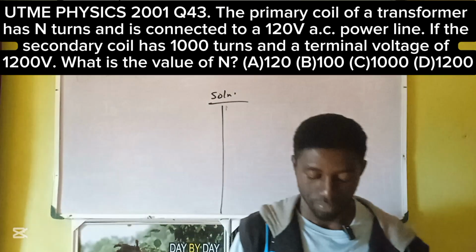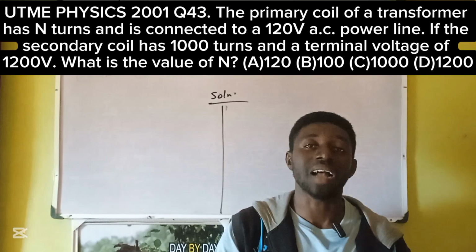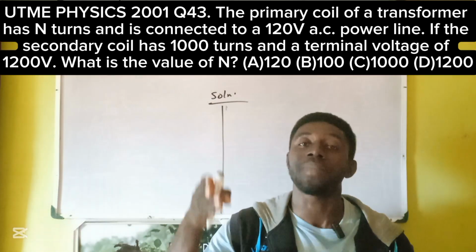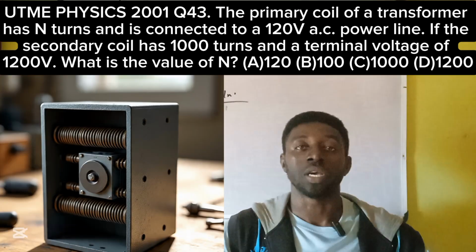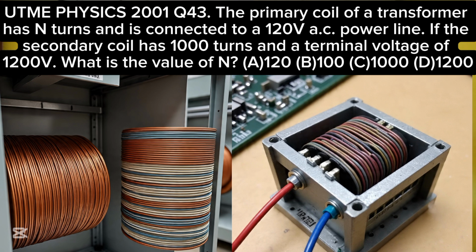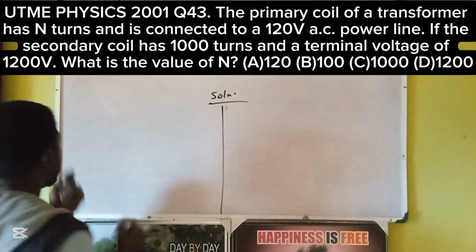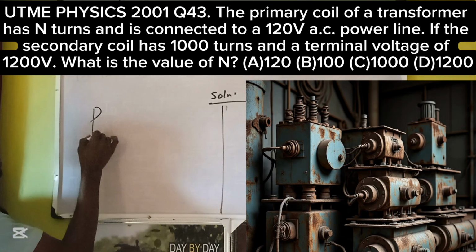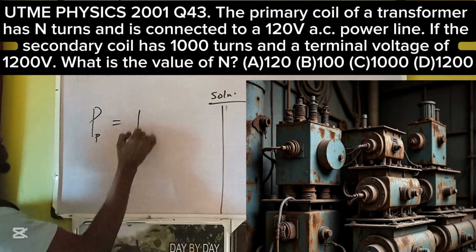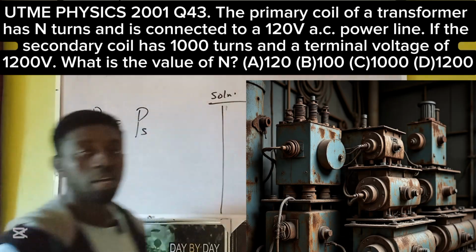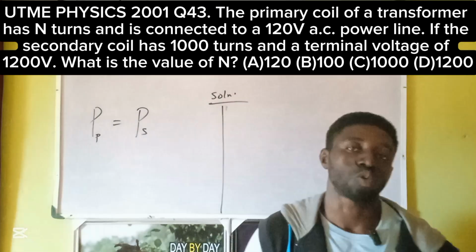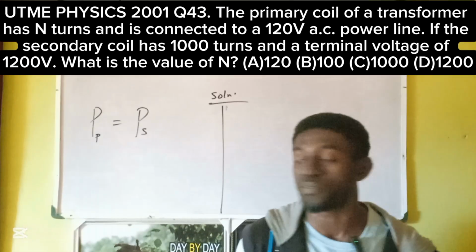The standard is this. Irrespective of the fact that a transformer has two coils, a primary coil and a secondary coil, there is something that remains fixed in both coils, and that is the power. The electric power is constant. Just say: power in primary coil is equal to power in secondary coil. That's the first thing you need to say, so as to gain a basis for finding the solution.